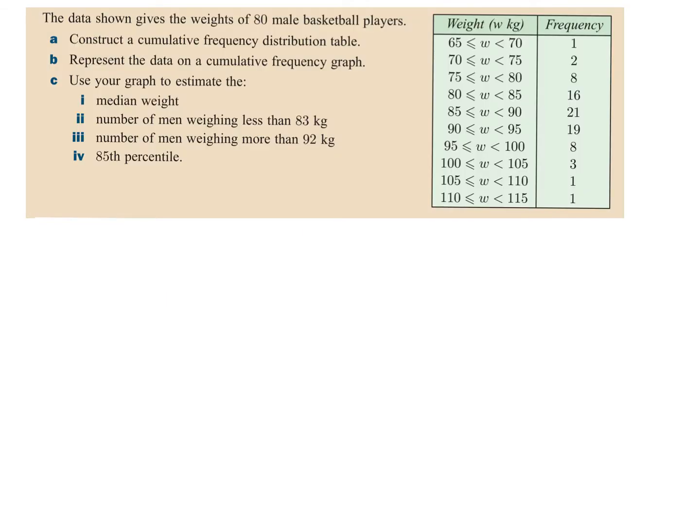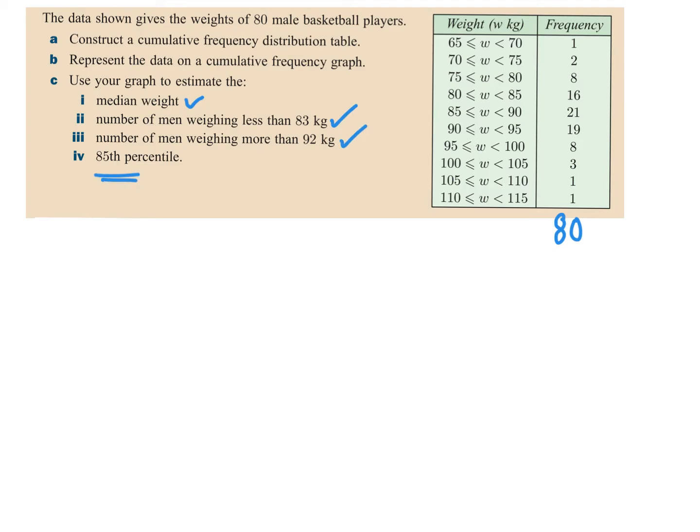Let's have a look at this data. The data shown gives the weight of 80 male basketball players. So there are 80 basketball players here. Construct a cumulative frequency distribution table. Present the data on a cumulative frequency graph, and use your graph to estimate the median. Then from there we can also find the number of men weighing less than 83, the number of men weighing more than 92, and the 85th percentile.